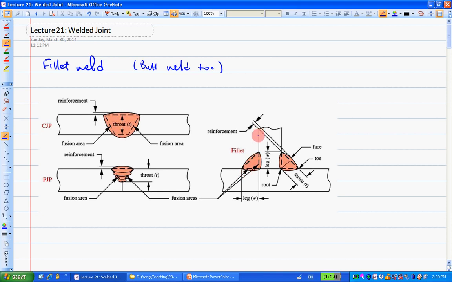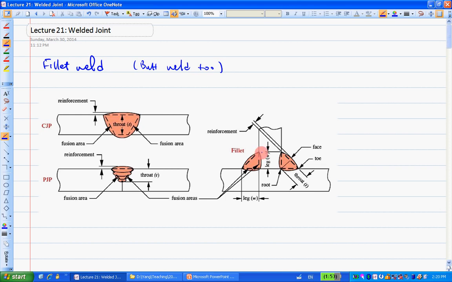So it's going to be a mixture of these three things. There are two base metals, and then there's the filler material. There's always a little bit of extrusion here from the triangle, and that is called reinforcement. At the edges of the triangle, or this trapezoid, we call that the fusion area.